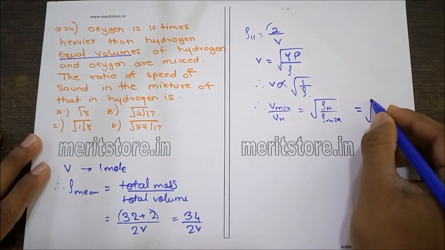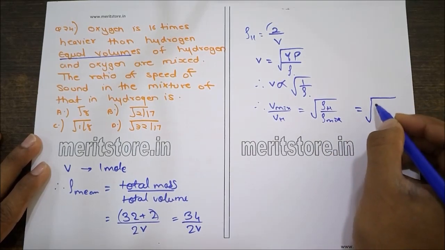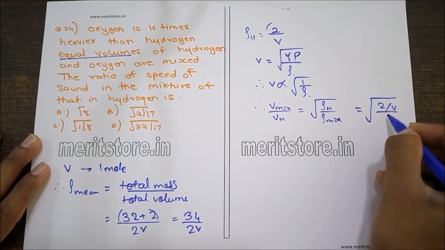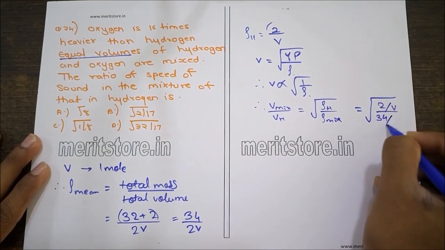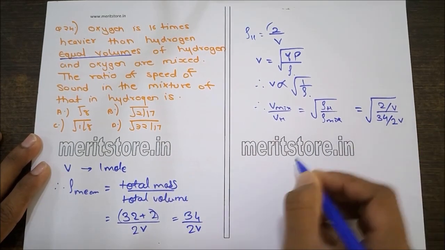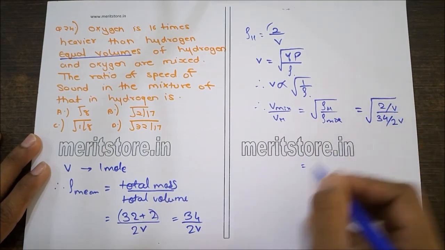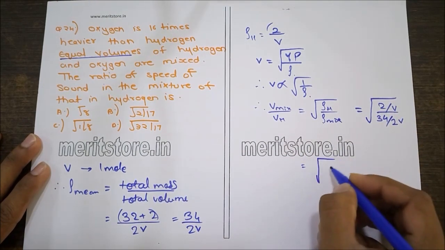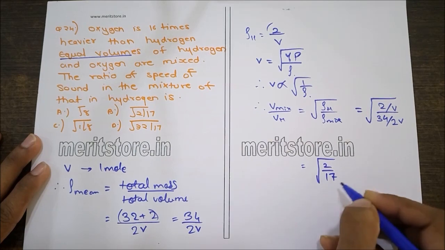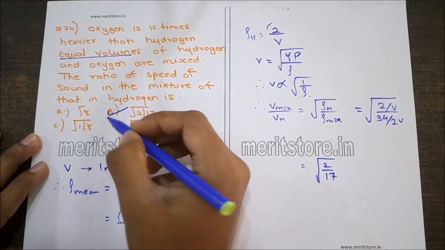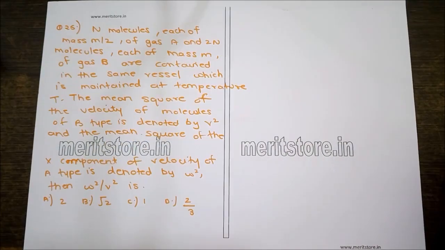So that is nothing but root of 2 upon V divided by 34 upon 2V. So solving this, we get it as 2 upon 17. Hence option B is the correct answer.